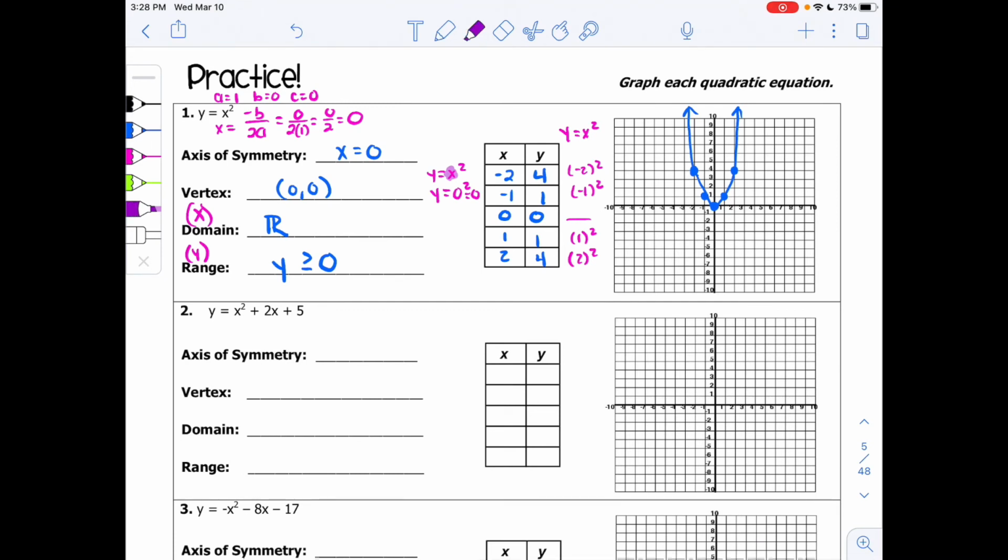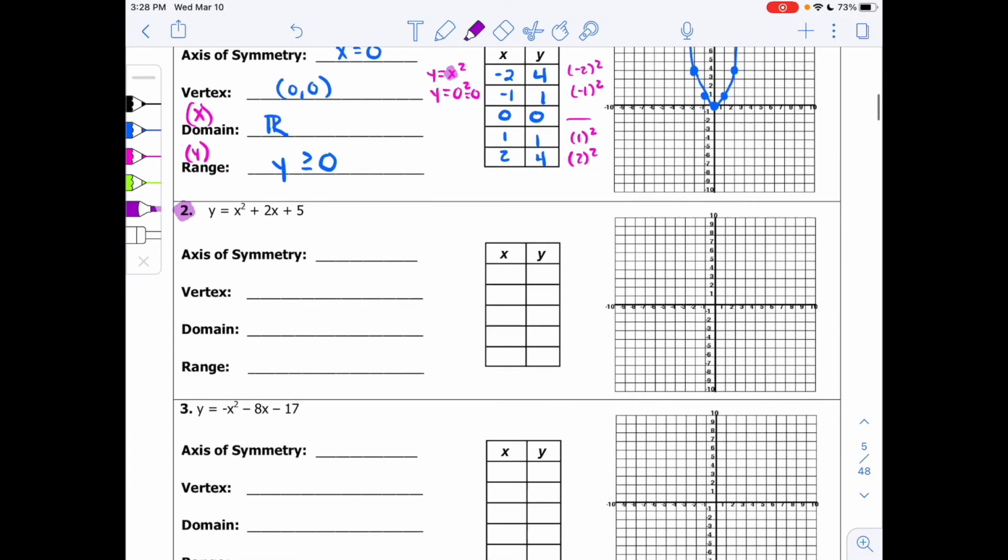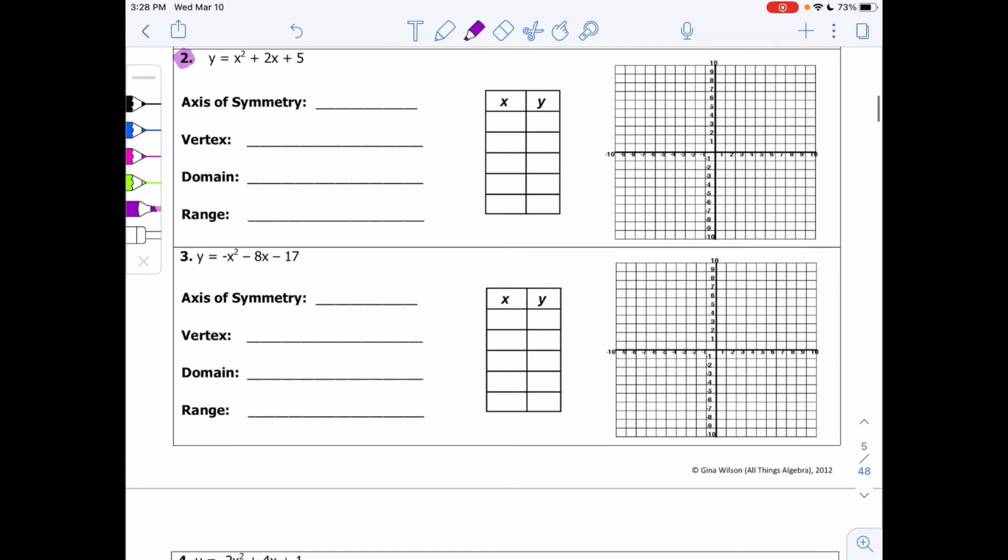Go ahead and highlight number 2, and let's look at number 3. So number 3, we have -x squared minus 8x minus 17. A is -1, B is -8, and C is -17.